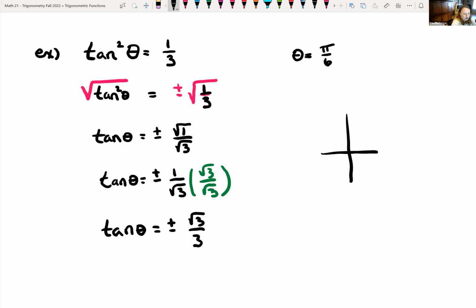But tangent in the second quadrant would give me a negative value. So that reference angle is pi 6 in the second quadrant. And so the angle that would get us up to that would be pi minus pi 6, or 6 pi 6 minus pi 6, which is 5 pi 6. So 5 pi 6 also works. That would give us a negative root 3 over 3. Let's look at the angle in the third quadrant. So our reference angle again is pi 6, but it's in the third quadrant.